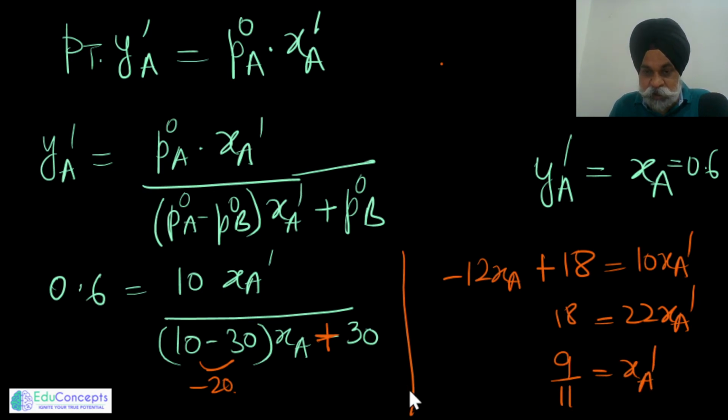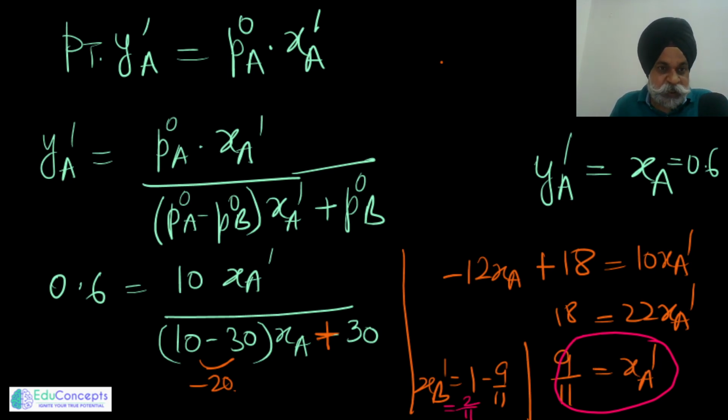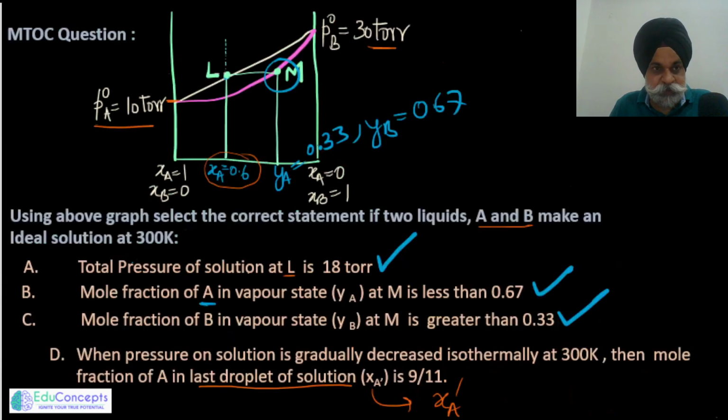So it seems correct, and XB dash would be 1 minus 9 by 11. So this is the answer we got. This is 2 by 11. So XA dash is what they are asking. I think we got the answer right. What statement have they written? Let me check. The mole fraction of A in the last droplet of solution, XA dash, is 9 by 11. So this seems like a correct answer.